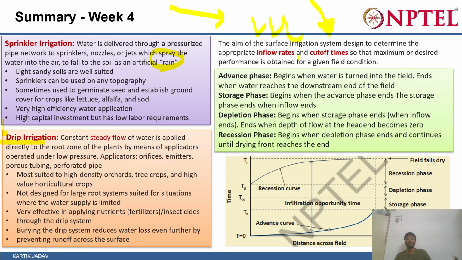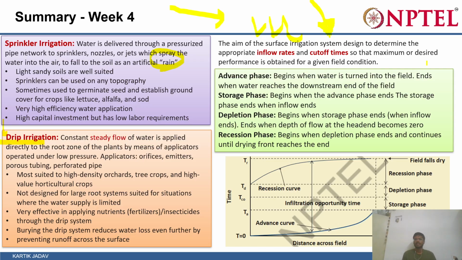So the aim of the surface irrigation system design that we have looked over is to identify appropriate inflow rates and cutoff time, so that maximum or desired performance is obtained for a given field condition. Now you also have different kinds of phases during irrigation that you need to understand if you want to design an irrigation system: advance phase, storage phase, depletion phase, and recession phase. These are the fundamentals.